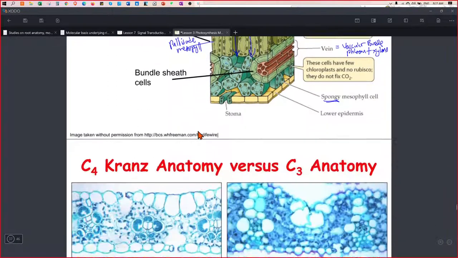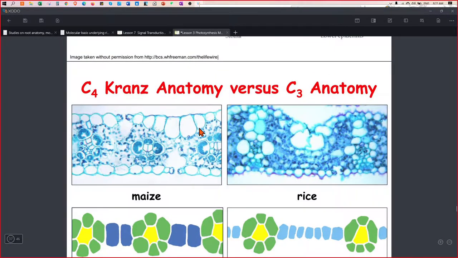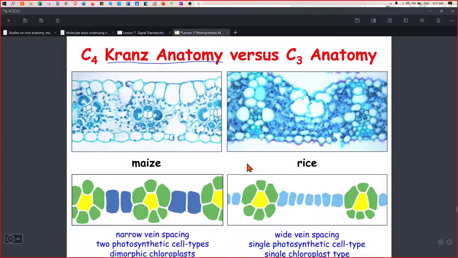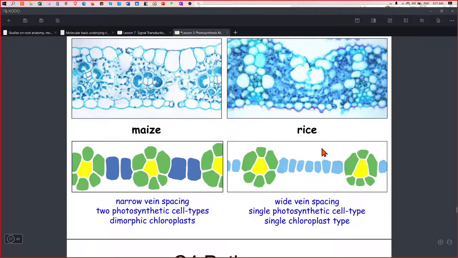However, when plants utilize this other type of photosynthesis, they have a special leaf anatomy called the Kranz anatomy. So look at the two cross sections. Rice is the C3 plant. Maize, or corn, is the C4 plant. And this is your vascular bundle, and this is your bundle sheath cell, and this is the mesophyll cell.